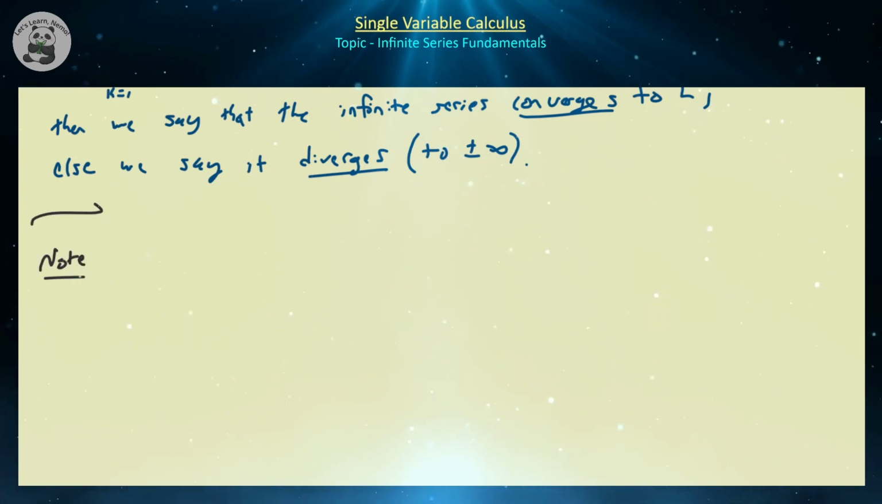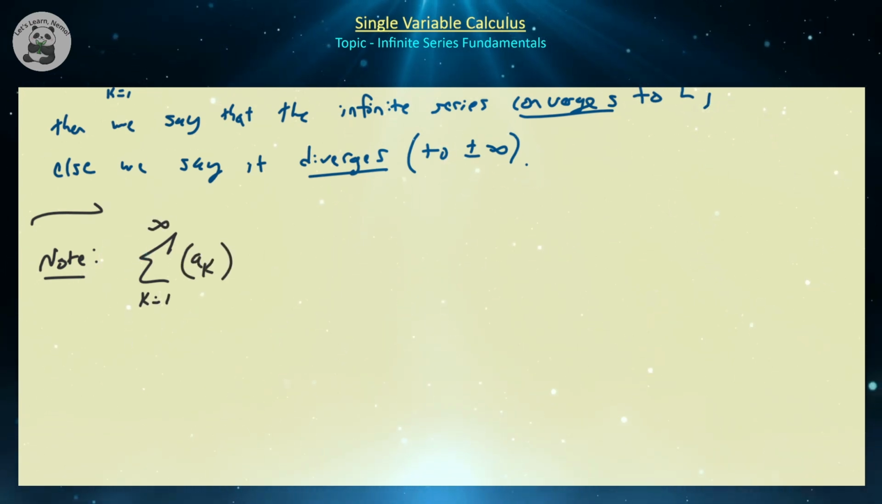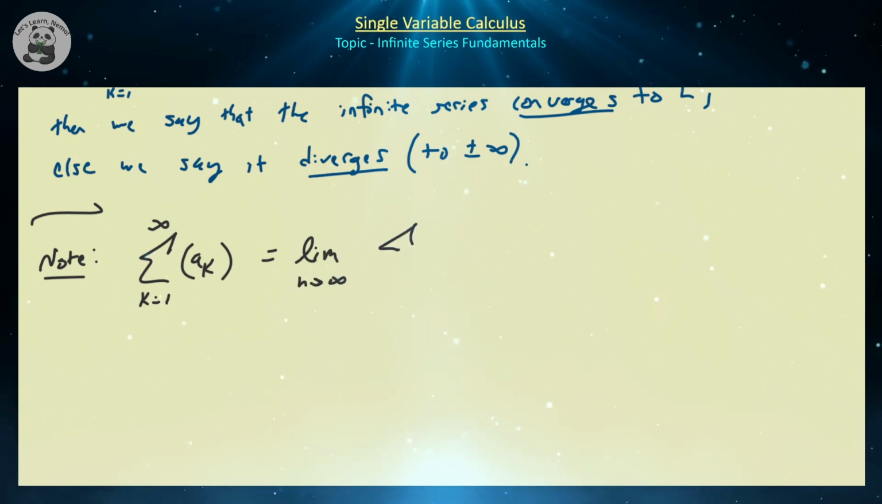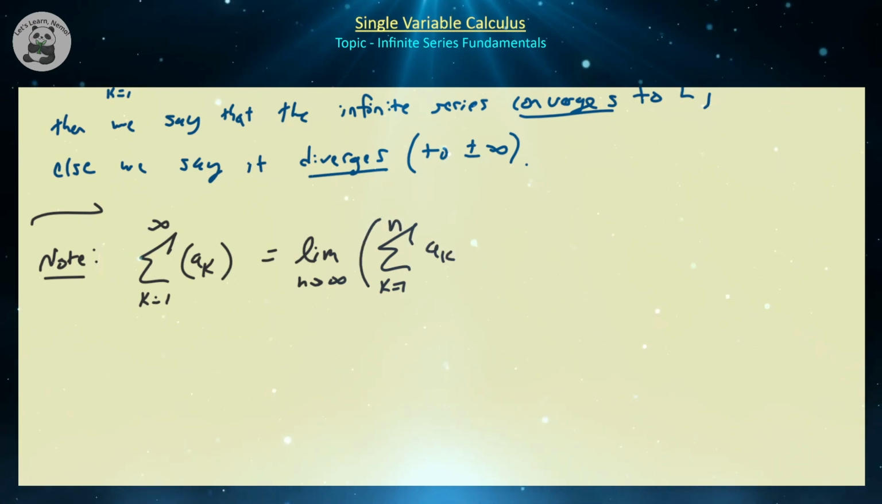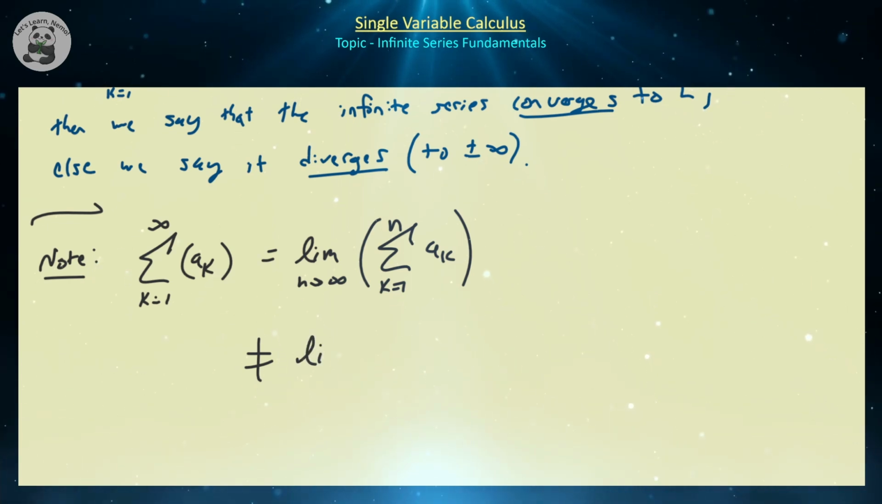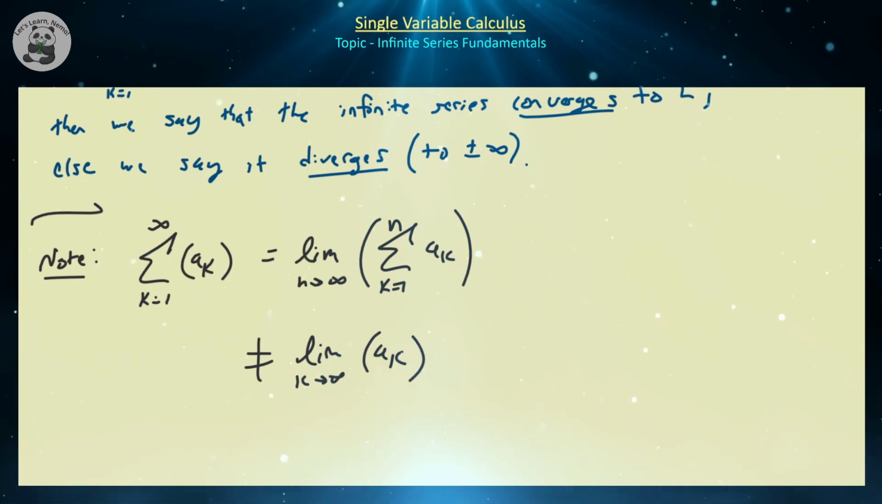Now, I just need to make one thing clear. The sum from k equal to 1 to infinity of some sequence a_k is equal to the limit as n goes to infinity of the partial sum, the sum from k equal to 1 to n of a_k. It's not the same thing as the limit as k goes to infinity of a_k. They are very, very different ideas. So that's the basic idea associated to infinite series.